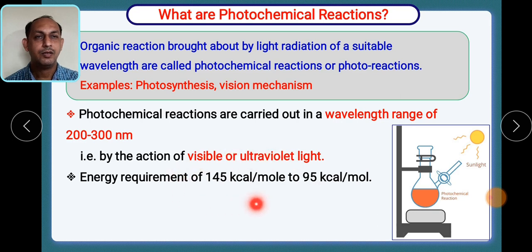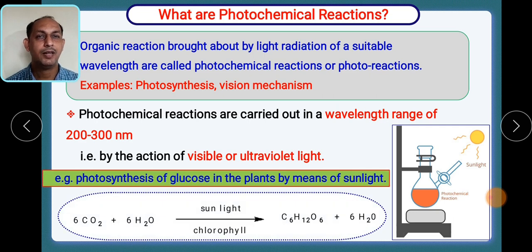We need an energy which is around this much. This much energy is provided when you bombard or impact a light which is in the 200 to 300 nanometer range. So this much wavelength is sufficient in order to break the covalent bond. This is the basis of the photochemical reaction.